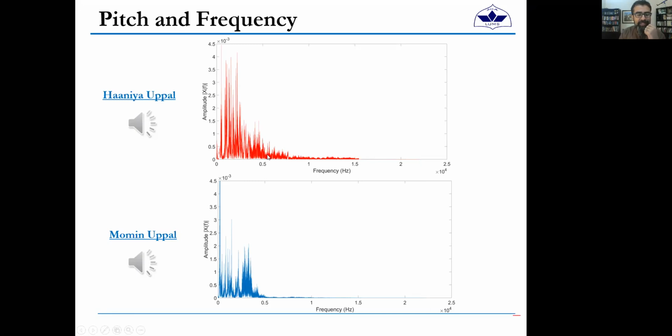So the range of frequencies is different in Hanya's speech as compared to my speech. And how is that different? Hanya's speech has a relatively higher concentration of components in the high frequency range, somewhere over here, as opposed to mine, which maybe is somewhere over here, smaller, around 0.5 kilohertz. So the frequency decomposition of my speech is smaller compared to Hanya's.